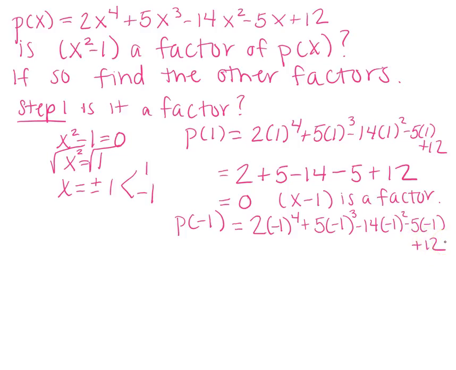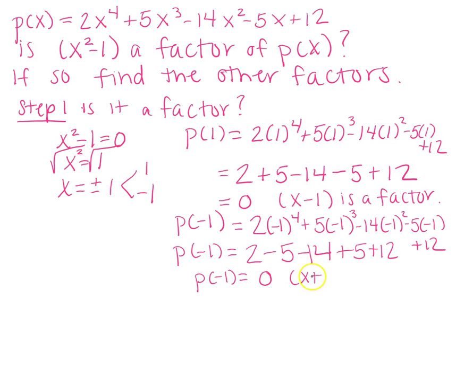I just ran out of room, so I put the plus 12 down below. Okay, so p of negative 1 is equal to, this becomes just positive 2, this becomes negative 5, this becomes negative 14, this goes to plus 5, and I still got the plus 12. So p of negative 1 is also equal to 0. Therefore, x plus 1 is also a factor.